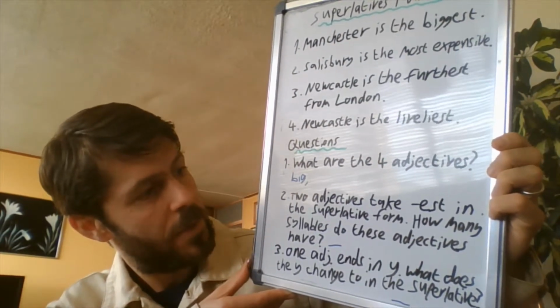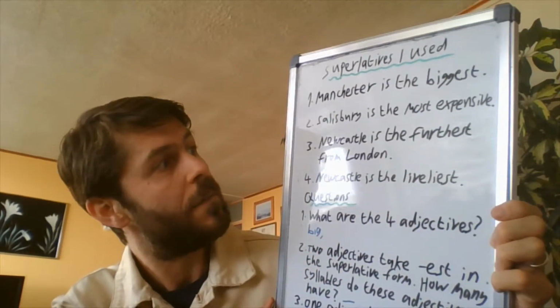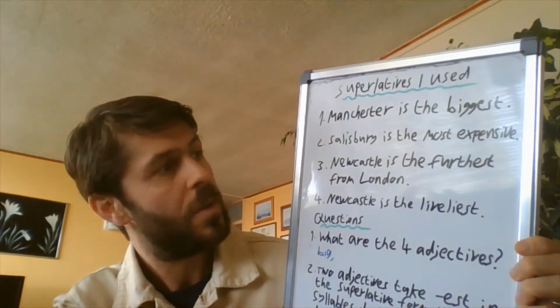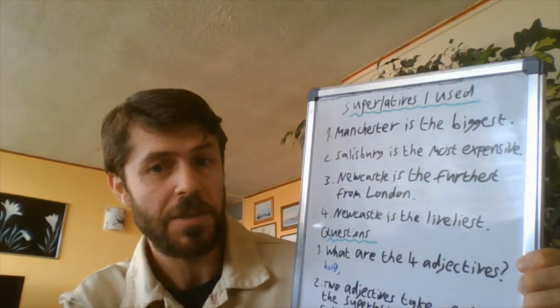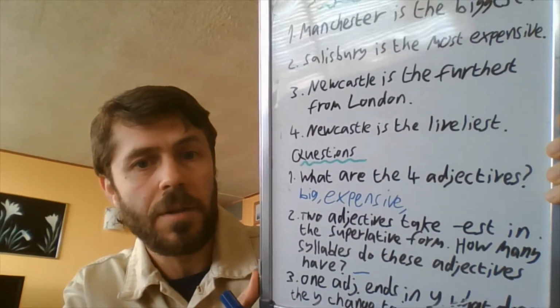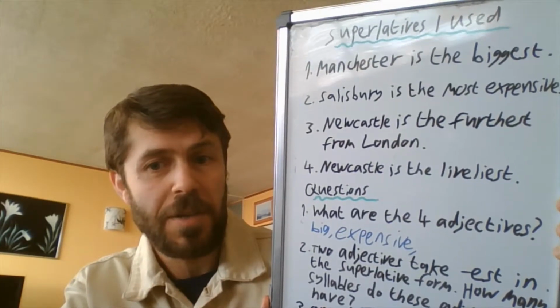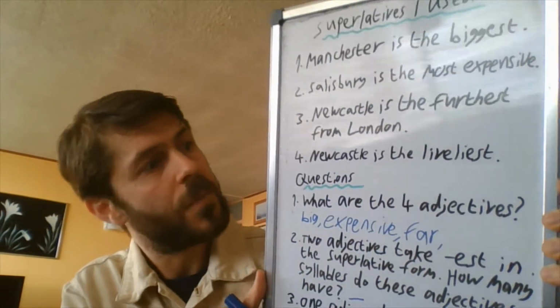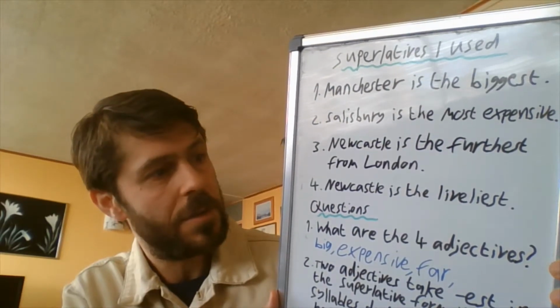Okay, so the first one, what are the four adjectives? We have number one, which we said was big. Number two, Salisbury is the most expensive. So the adjective there is expensive. Three, Newcastle is the furthest from London. Now that's an irregular adjective. It's far. And the other one, Newcastle is the liveliest. Lively.